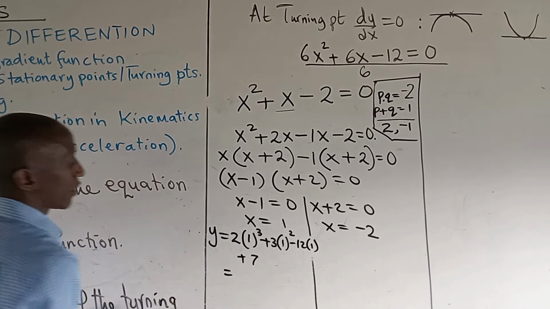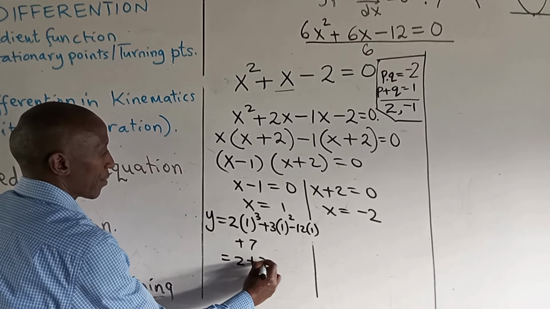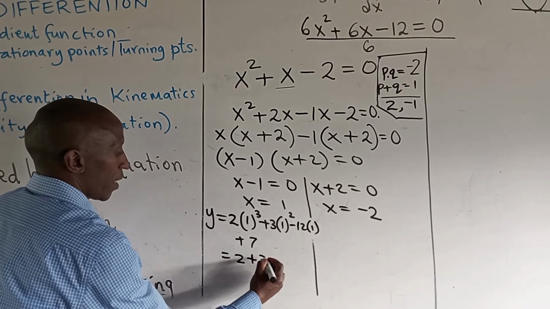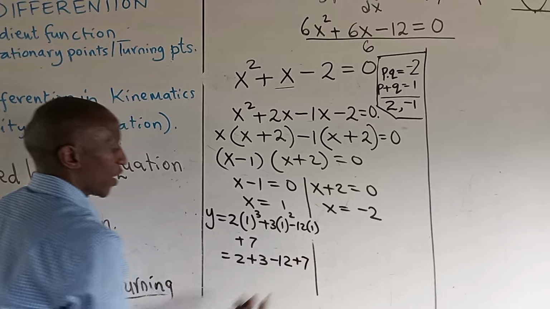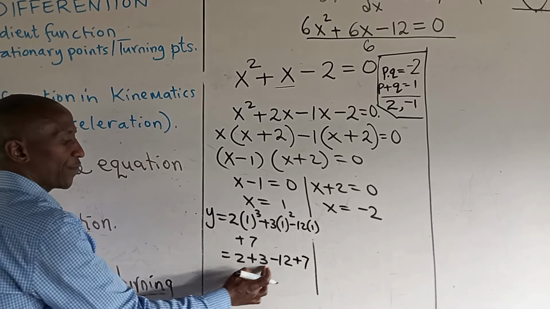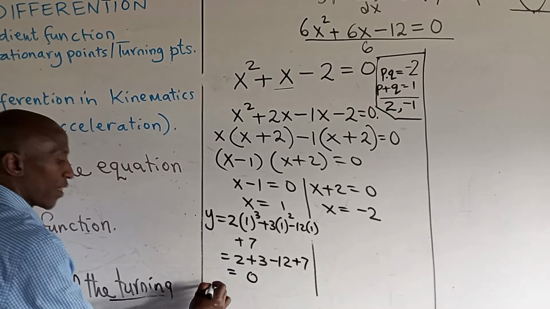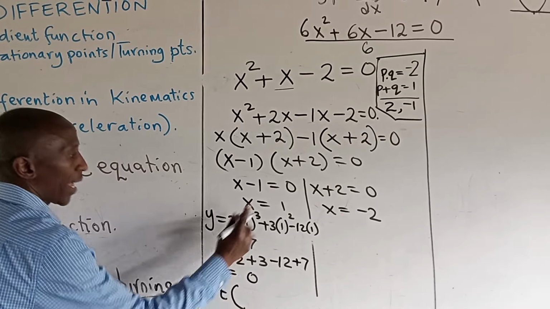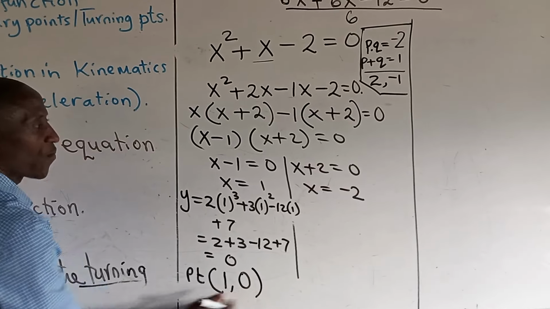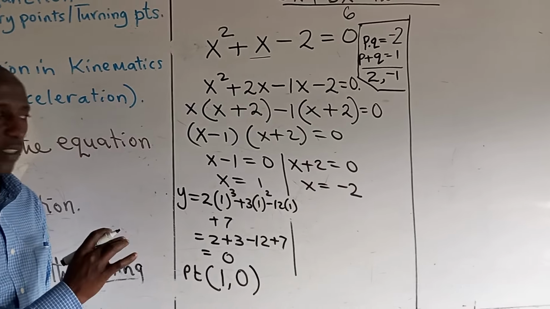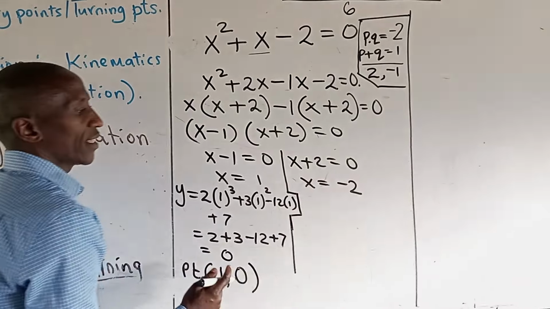So what is this? This is 2 times 1 is 2, plus 3, that is 5, minus 12, then we add 7. If we do the addition first, 2 plus 3 is 5, plus 7 is 12, minus 12, we get 0. What does that mean? The point with x being 1 and y being 0 is one of the stationary points. So we move and come to get the other y value.